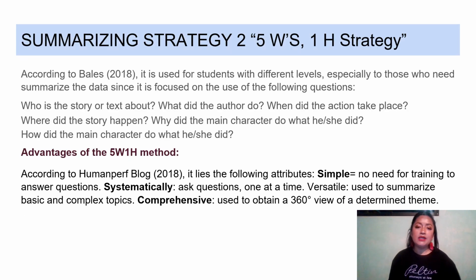Next strategy is the 5Ws, 1H strategy. According to the same authors, Bayer's, it's used for students with different levels, and it's focused on the use of the following questions. They are: who is the story or text about?